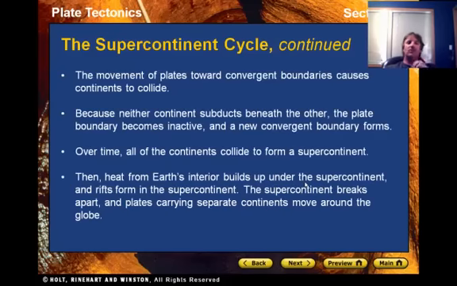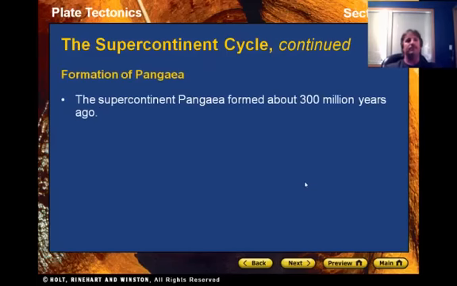As the movement of plates towards converging boundaries cause continents to collide, because neither continent subducts beneath the other, the plate boundaries become inactive. So in other words, they hit together, and you get mountains forming, and then they stop. And as more and more collide, they form a supercontinent. Then as it gets warmer underneath the continent, you get a rift to form, the supercontinent starts to break apart, and the continents will move back again. They repeat this over and over, so hopefully you get the idea.